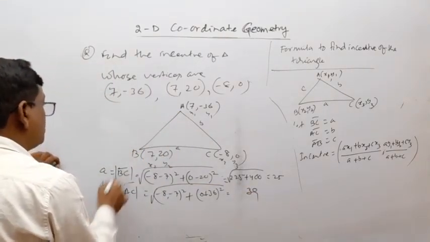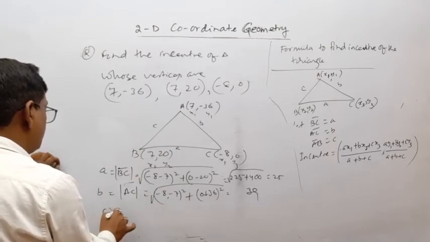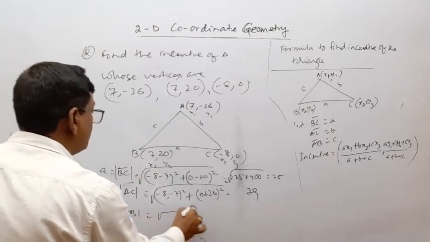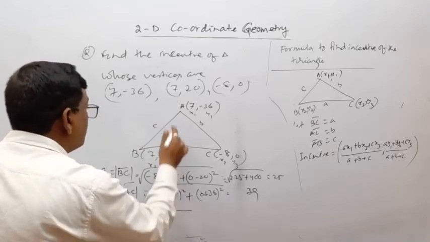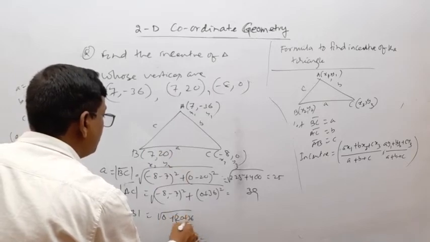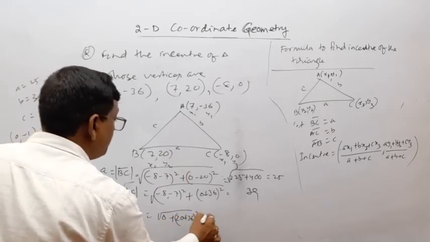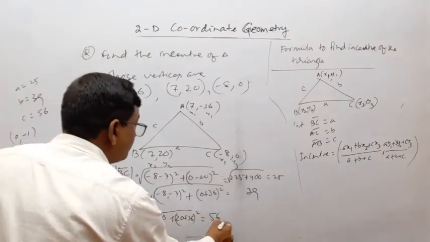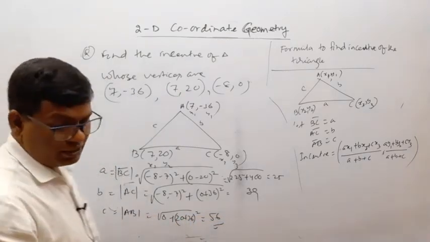c is equal to the AB distance. That is (7 minus 7) square, 0, plus (20 plus 36) whole square. Calculate this, and it will be 56. Now apply the incenter formula.